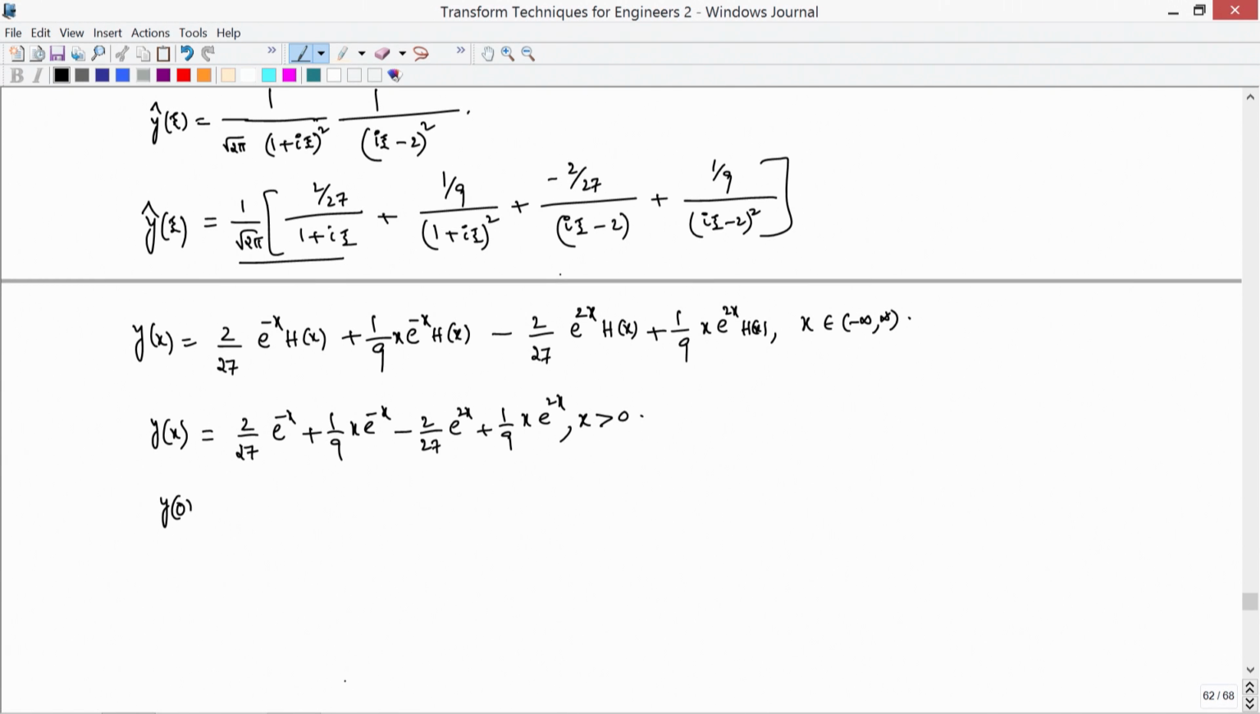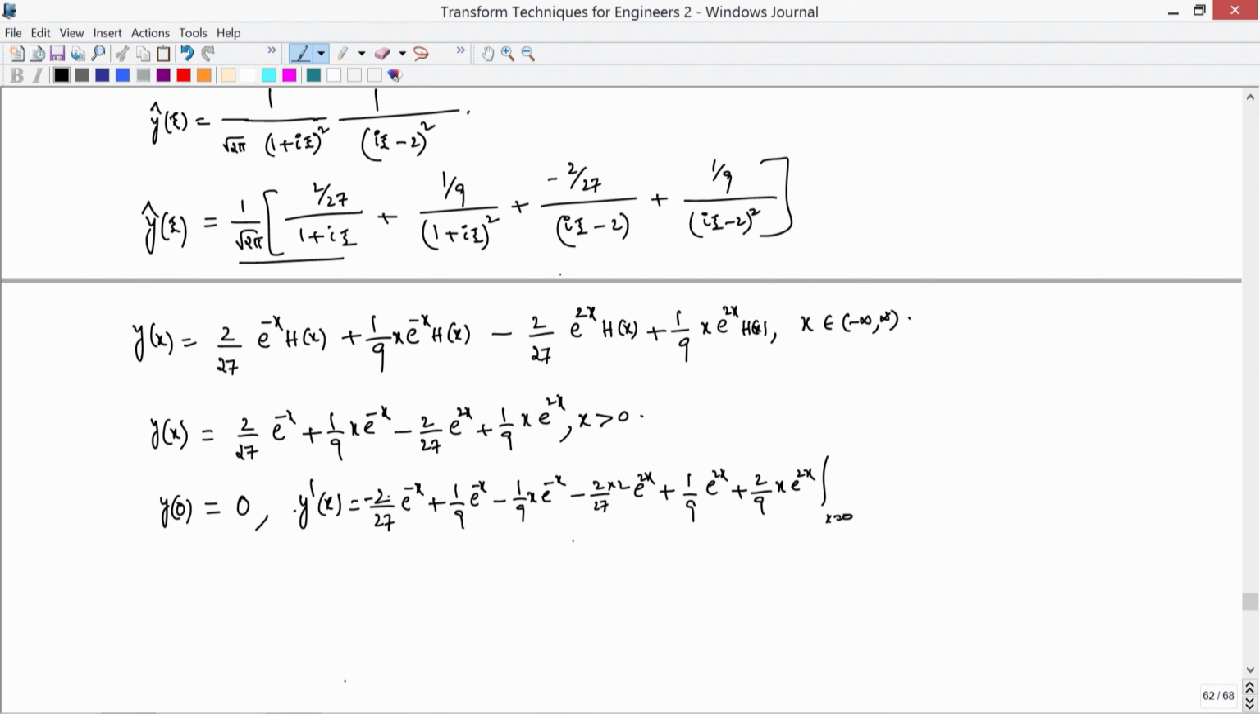Now, if you verify this, y(0) is 2/27 minus 2/27, that is 0 clearly. y'(x), if you calculate: minus 2/27 e^(-x) with the minus sign, and here plus 1/9 e^(-x) minus 1/9 x e^(-x) minus 2/27 times 2 e^(2x) plus 1/9 e^(2x) plus 2/9 x e^(2x).